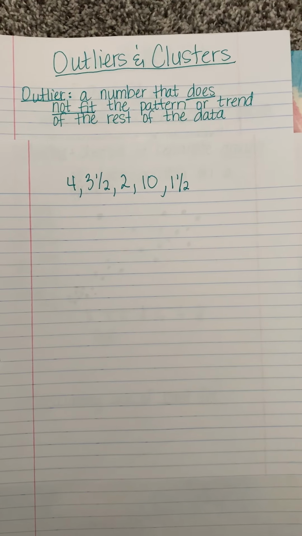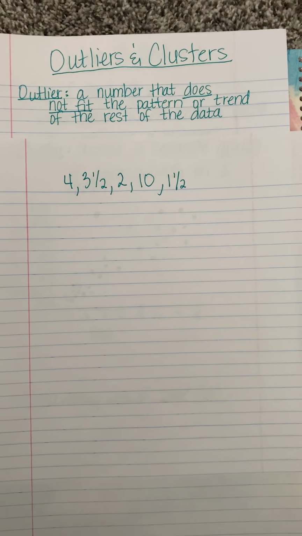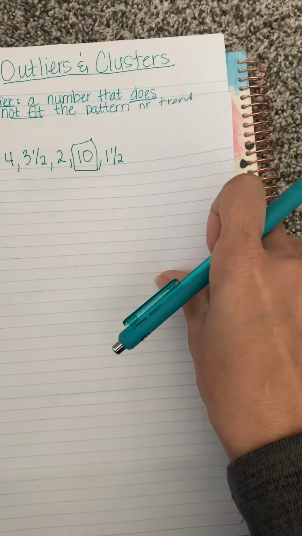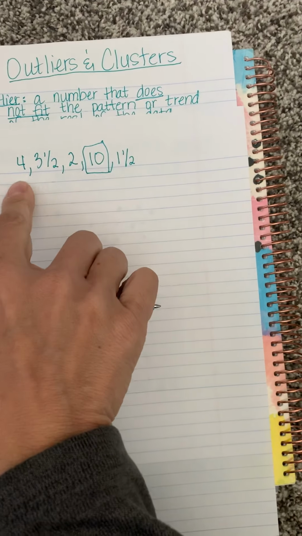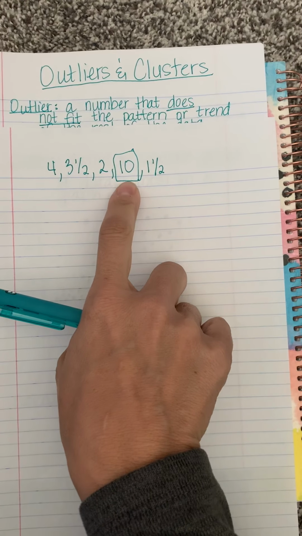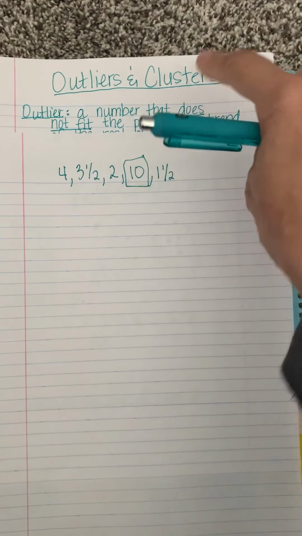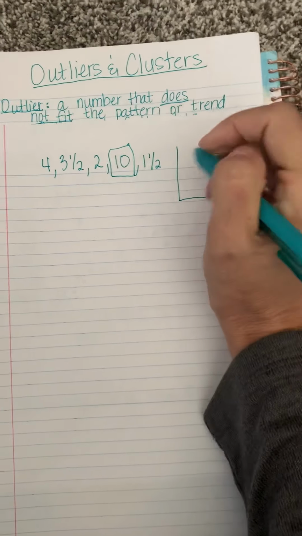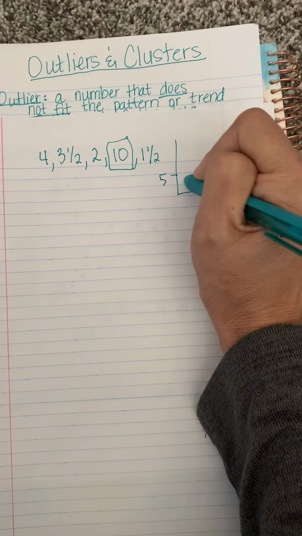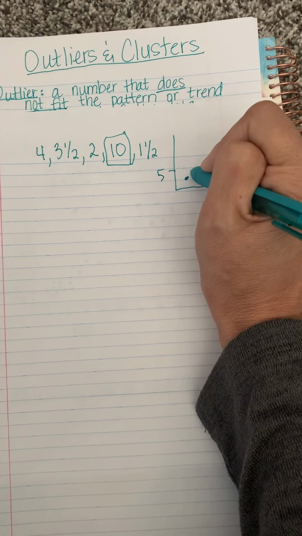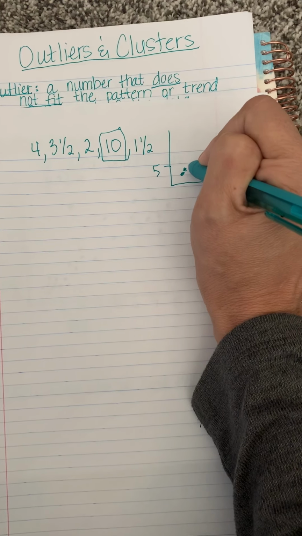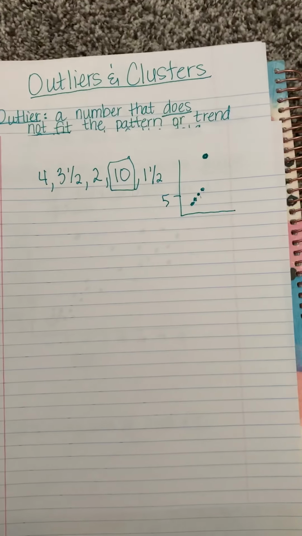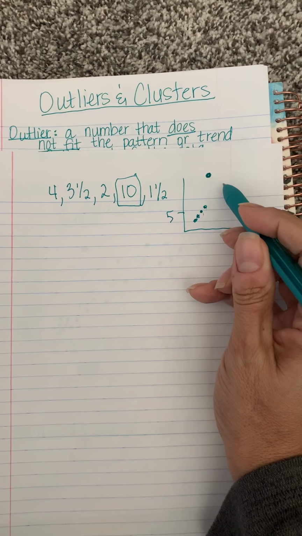Which number in that data set isn't fitting the pattern? 10. 10 is. It's way too high. All the other data points are right around each other, 1.5, 2, 3.5, 4, and then we jump to 10. This would be considered an outlier. So if I graphed it, 10 would be way up here while all the rest of our other data points would be below. I'll show you that. We'll do 5 days, and we've got 1.5 inches, we've got 2 inches, we've got 3.5, we've got 4 inches, and then way up here is 10 inches. And you can see that it just does not fit the trend of this line at all.